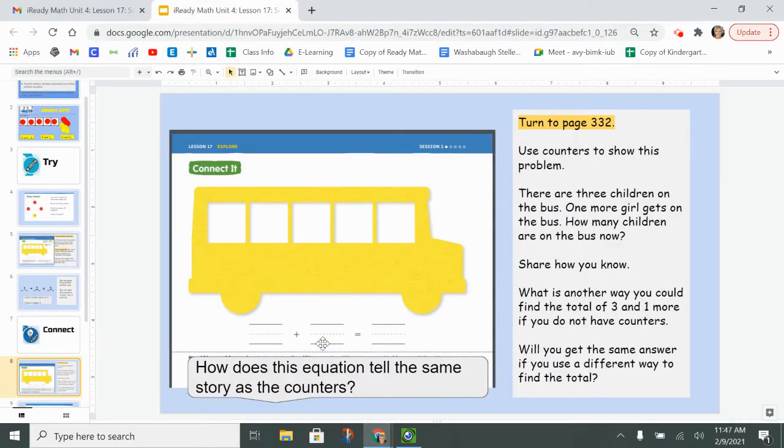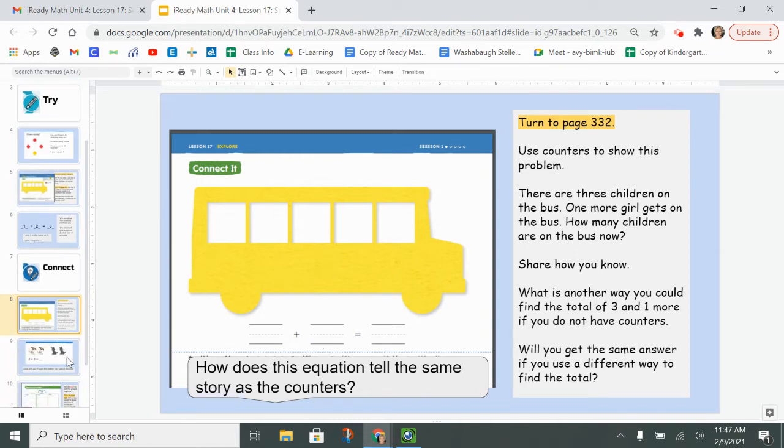All right. Now, just like I said before, if you don't have counters and you're looking at addition problems, you can use your fingers to add, like we have, or you could use anything else that could be counters, blocks, cereal, anything. You could even draw pictures to help you find the problem.